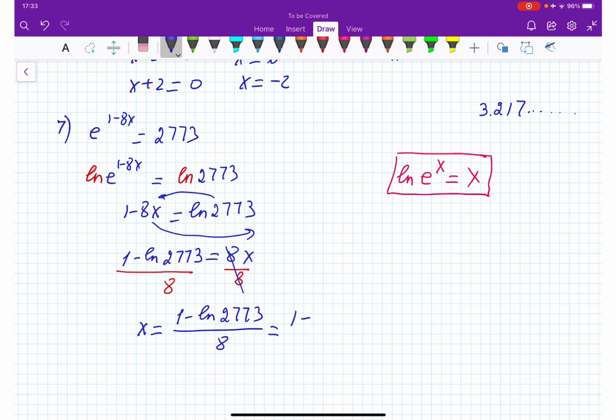1 minus 7 point, how many decimal notations to take here? I would say maybe 2 decimal notations would be good enough, which means it's going to be 7.93 over 8. And if you solve this, you are going to get negative 0.87. And that is going to be your answer. Okay?